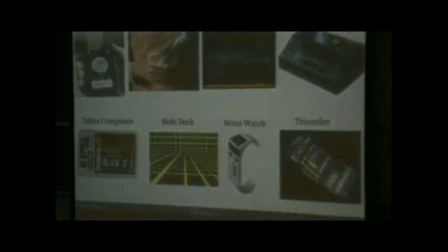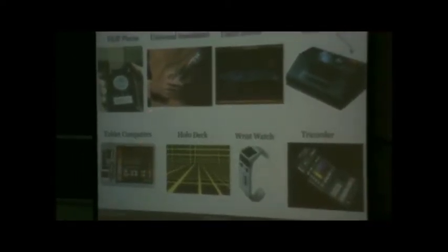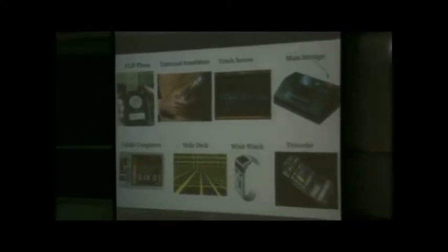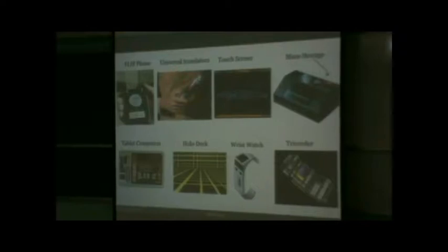Let me try to go a little bit deeper into the motivation. I'm showing here some gadgets that we have seen in Star Trek. This is a flip phone. This is a universal translator. This is a touch screen. You see the massive storage. It looks very much like a USB drive. This is a tablet computer, holodeck, wristwatch, and this is a tricorder. Except for the tricorder, all of these exist today, and in fact in more efficient forms than what was shown here.